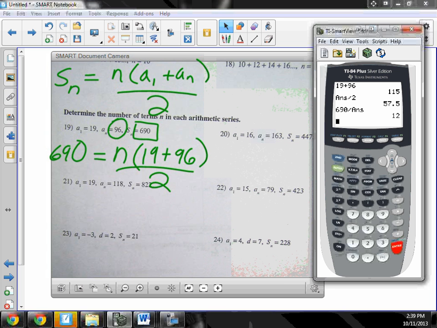What does that mean? What does n equals 12 mean? It's telling me that 96 is the 12th term. Okay, we just wanted to know how many terms there were. Okay? Look at number 23. Do you understand what that says?